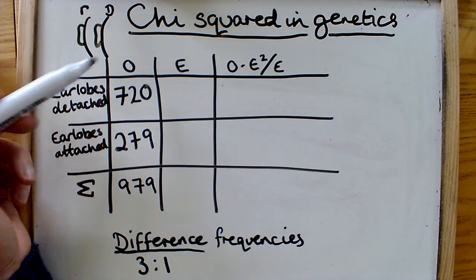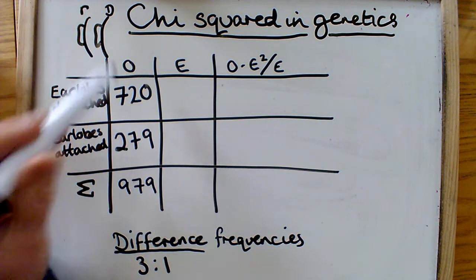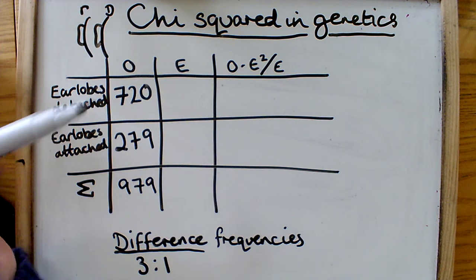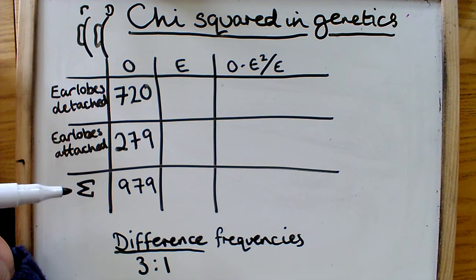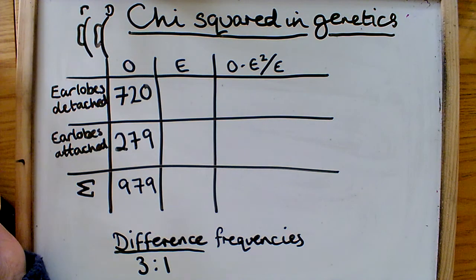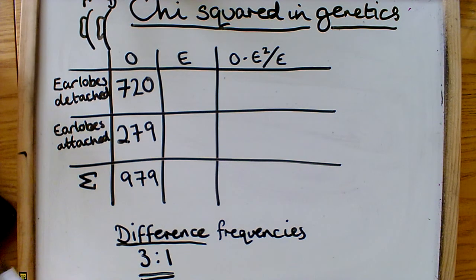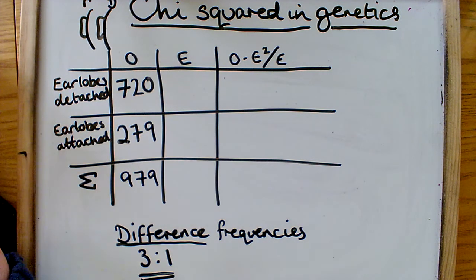So what we need to do is this. Obviously, we start out the same as normal. You get your sum, which is the total of the observed data. This is all the pupils who've got detached earlobes and all the pupils who've got attached earlobes, and that comes to 979. Now in a normal chi-squared you'd say, I'd expect them to be split evenly between my two categories, but we don't expect an even split. We expect a 3-to-1 ratio split. So we need to split them according to what we'd expect: 3 in here for every one that's in here.